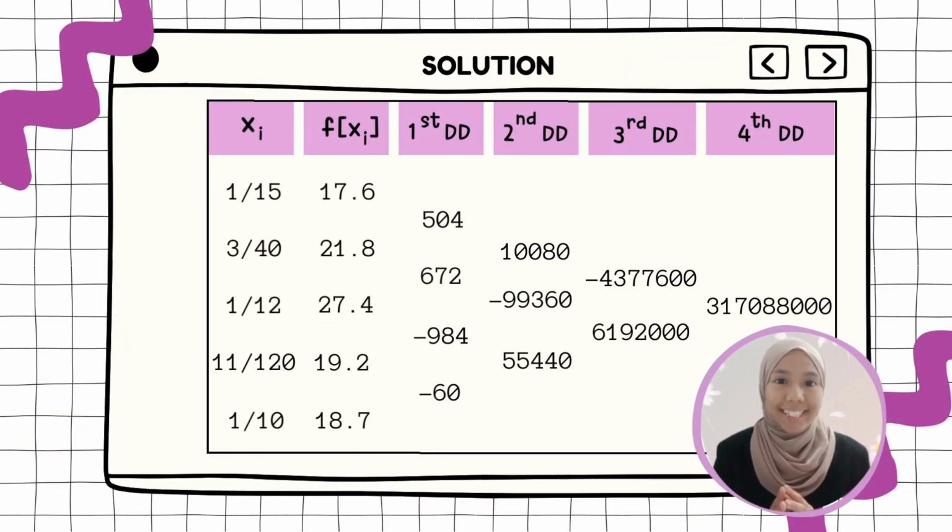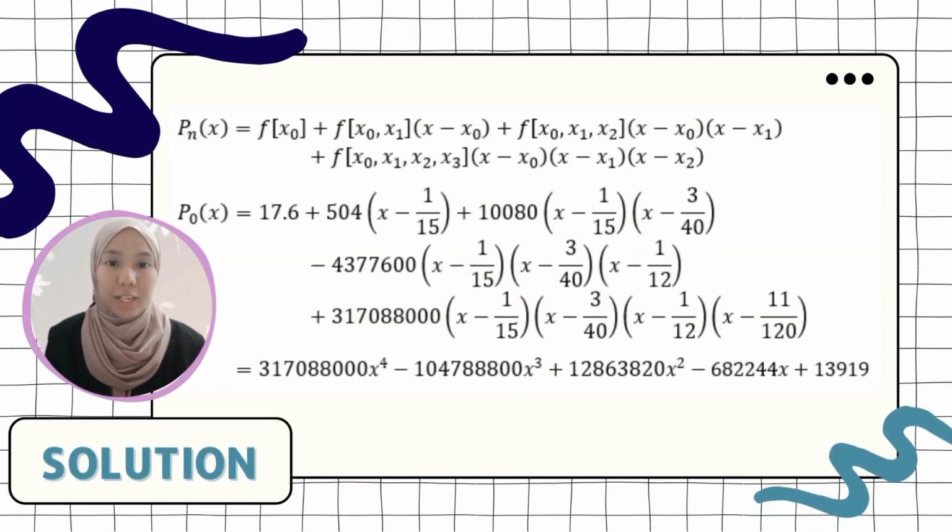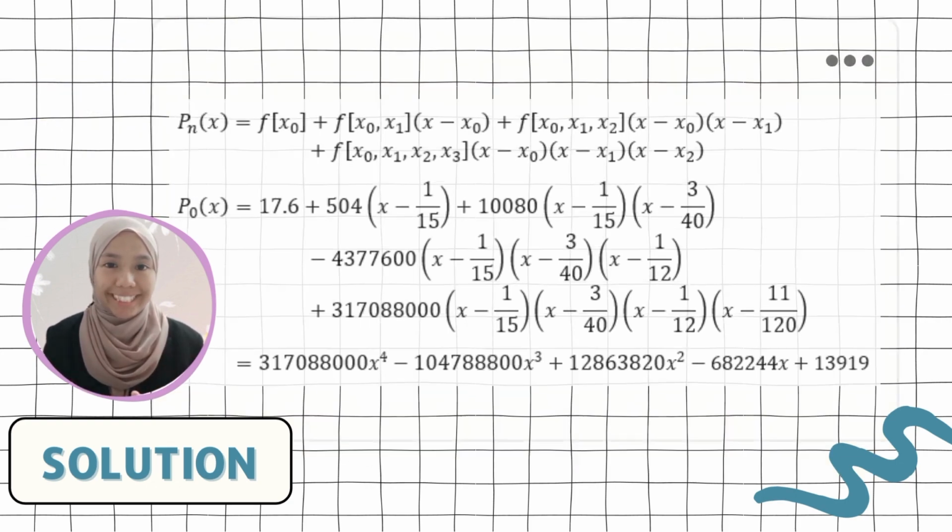Moving on, next, this is the last table for the Newton forward divided difference interpolation. It includes the values of x, function x, first divided differences, second divided differences, third divided differences, and fourth divided differences. Next, we also use the same formula so that we get this equation.